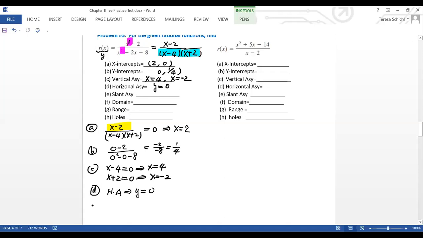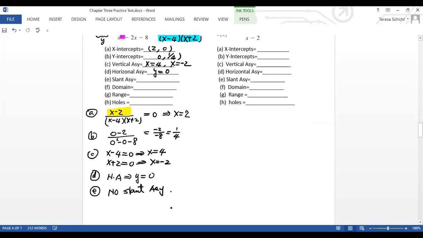Now part E. Do we have any slant asymptote? A slant asymptote only exists if the degree of the numerator is bigger than the degree of the denominator. The numerator degree is 1 and the denominator degree is 2. So we say no, we don't have any slant asymptote, because the numerator is first degree and the denominator is second degree. That's why it does not exist.